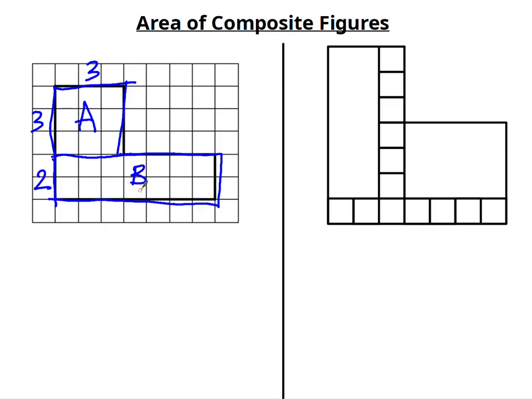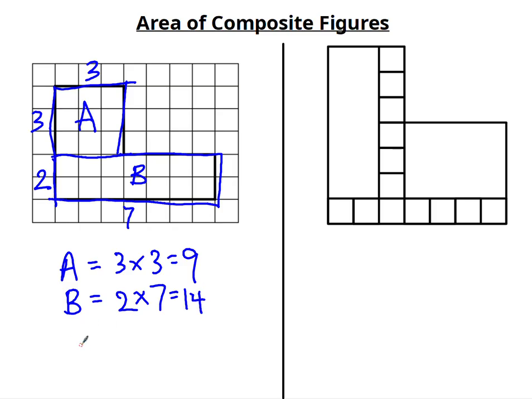1, 2, 3, 4, 5, 6, 7. There are 7 boxes underneath. So area A is going to be 3 times 3 equals 9. Area B is 2 times 7 equals 14. Your total would be 9 plus 14. You are combining them together, equals 23 square units.